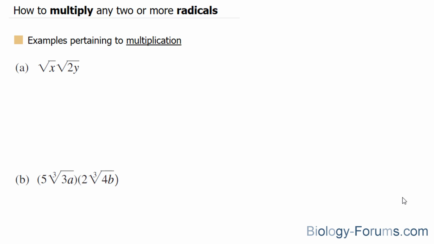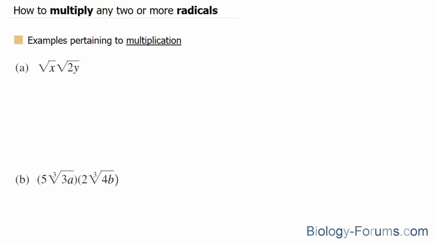In this demonstration, I'll show you how to multiply any two or more radicals. I have several examples for you, and as we proceed, they will get more difficult. In this case, we are asked to multiply the square root of x times the square root of 2y.